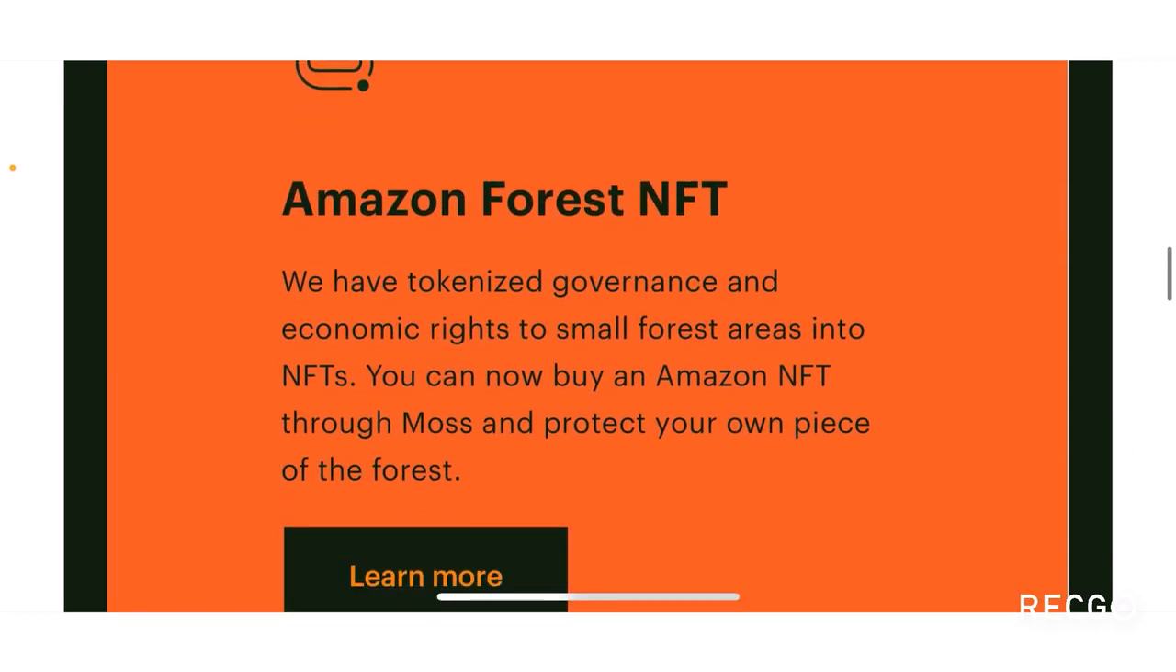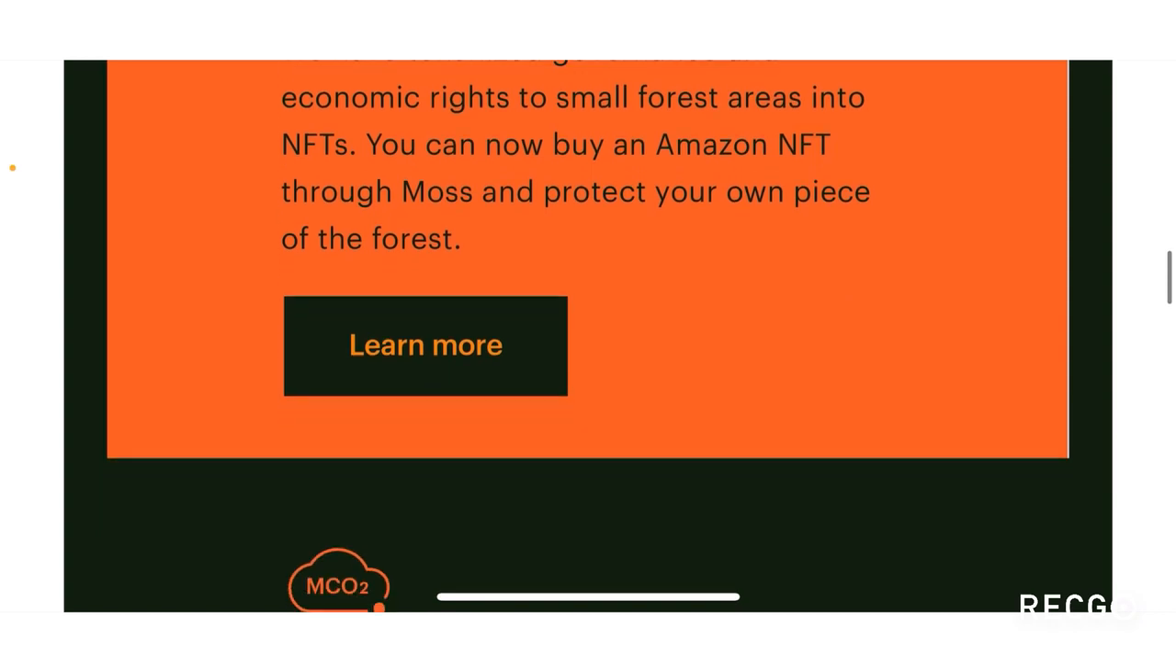Amazon Forest NFTs, so they do have NFTs as well. We have tokenized governance and economic rights to small forest areas into NFTs. You can now buy an Amazon NFT through Moss and protect your own piece of the forest. So you can do it digitally by purchasing actual locations of the Amazon rainforest and trying to reduce the carbon footprint, right? So you can learn more about that by clicking on the learn more button here.